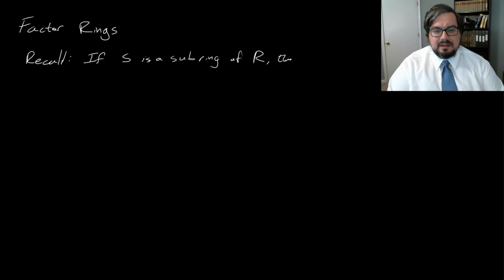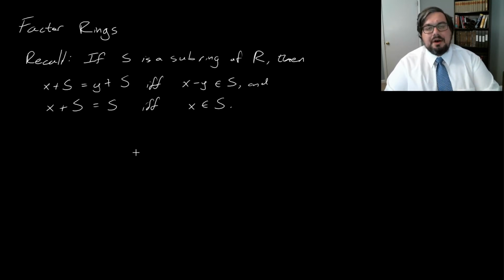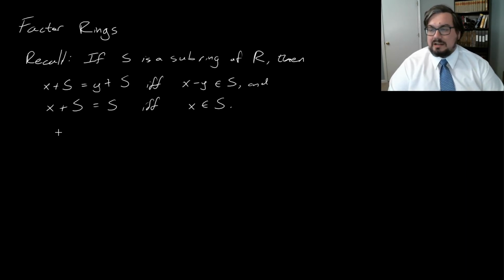Recall, first of all, we're going to use the following result from group theory quite regularly here: if S is a subring of R, in particular if S is an ideal, then the cosets x plus S and y plus S are equal if and only if x minus y is an element of S. And in particular, this means that x plus S equals S if and only if x belongs to S. And so we're going to be using this quite regularly throughout this section.